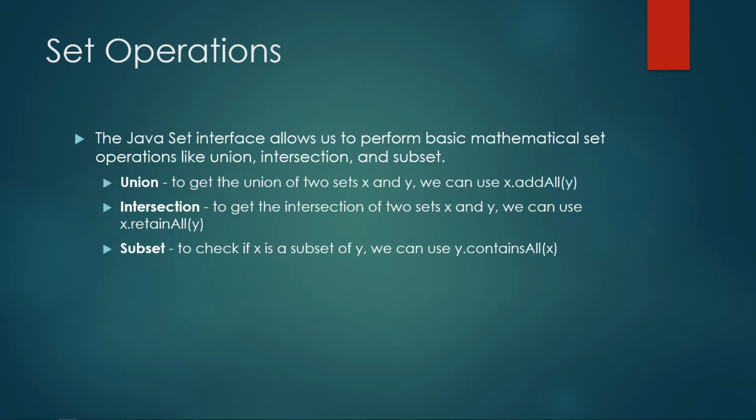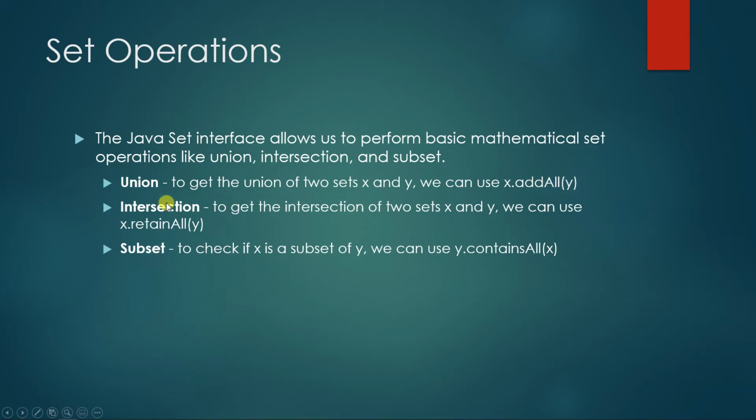Set operations. The Java set interface allows us to perform basic mathematical set operations like union, intersection, and subset. In order to get the union of two sets x and y, we use x.addAll, the addAll method, and we pass in the second set in the brackets.